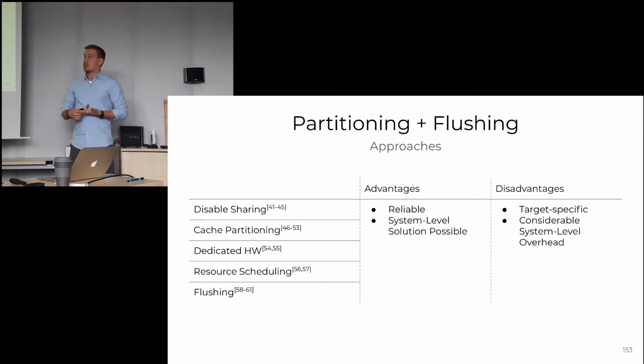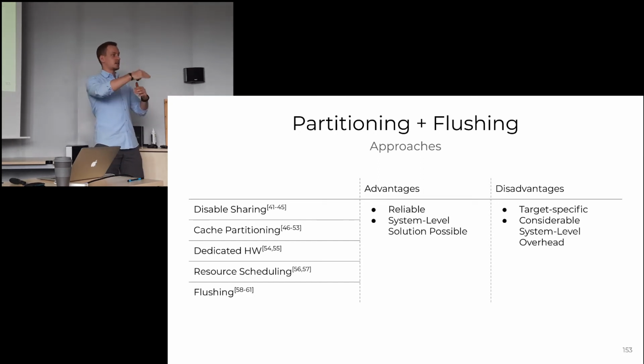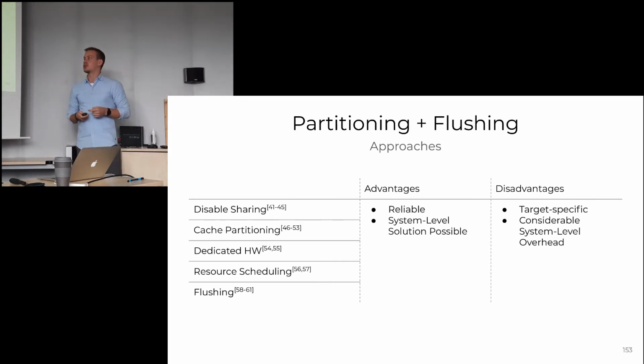It can be implemented by, for example, partitioning the resource, so we slice it and give one part to, let's say, the victim, one part to the attacker, and they cannot use each other's parts. It could be by just disabling sharing, so for example, disabling hyper-threading, that's a common thing to do today, or by scheduling resources in a smart way, that would be core scheduling as implemented in the Linux kernel these days.